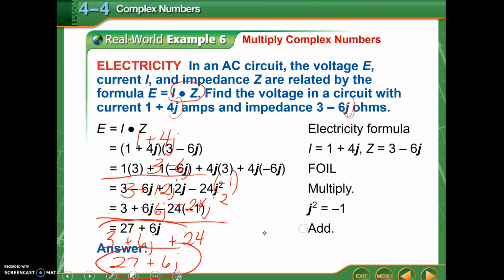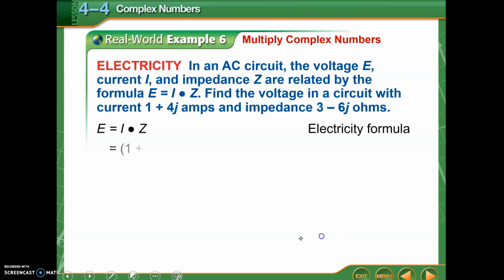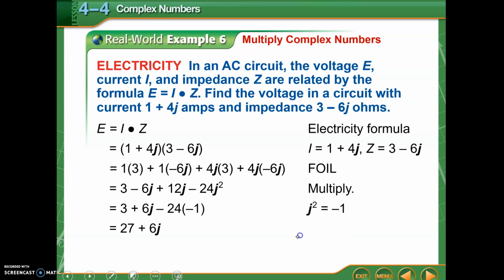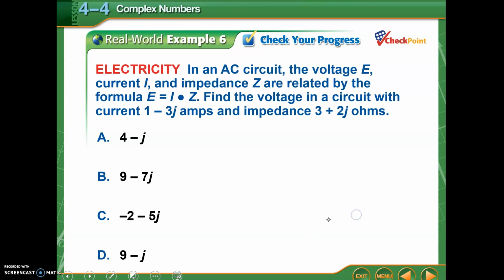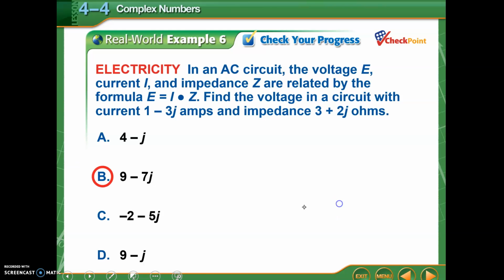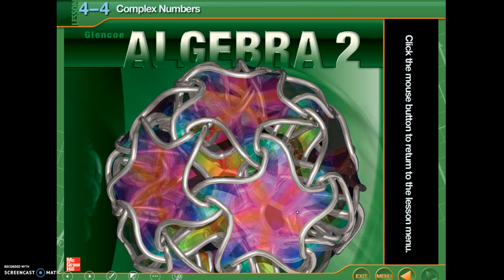So that is what we're going to look at right now. Later on, we'll get into dividing complex numbers, but that's where we're going to end today. All right, hopefully that makes sense. If you have questions, let me know.